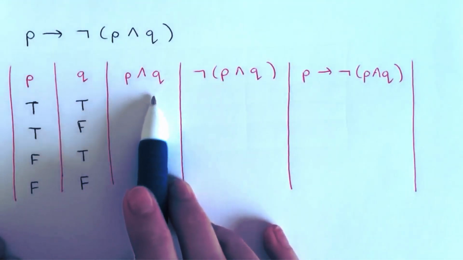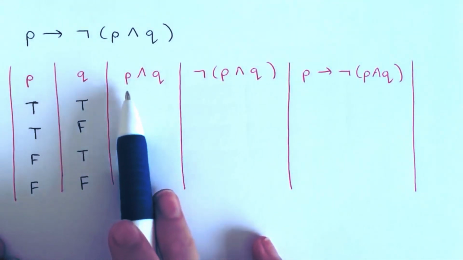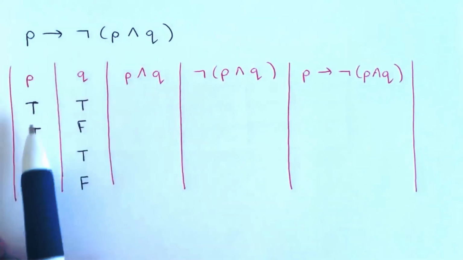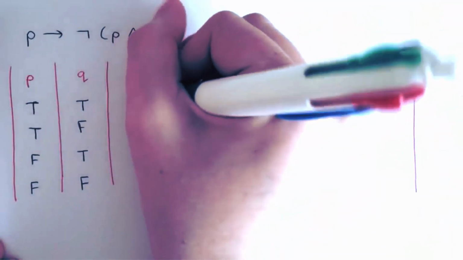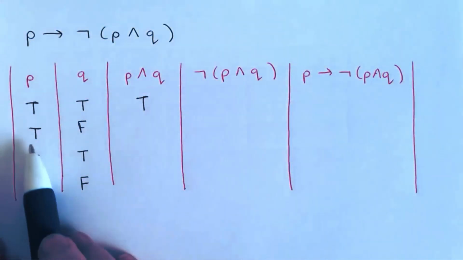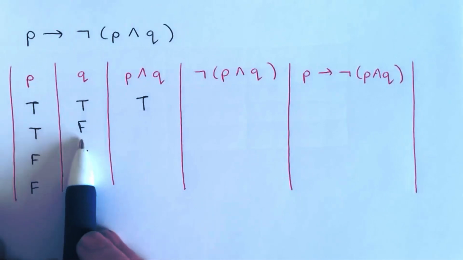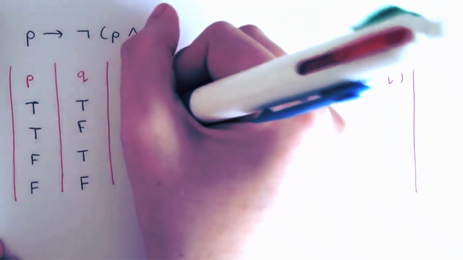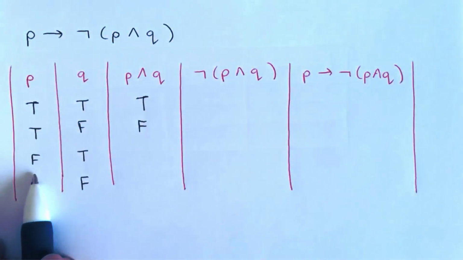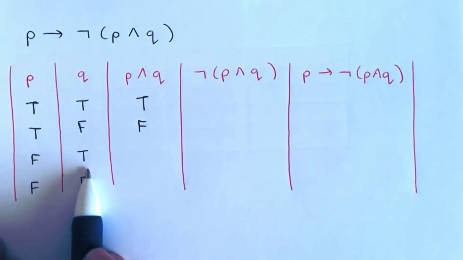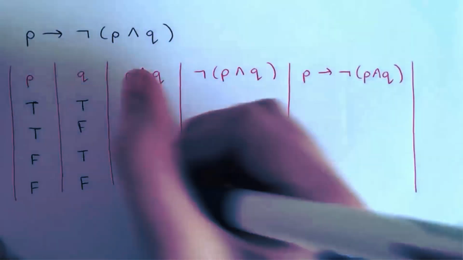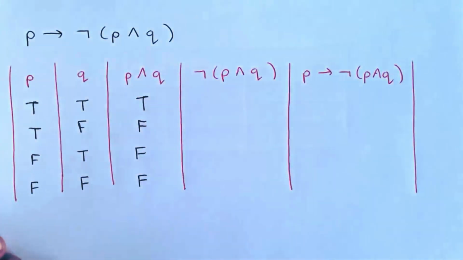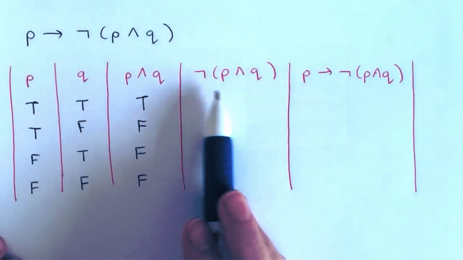Then we go into P and Q. So what we are saying here is we want true in both the P column and the Q column. The P column has a true and the Q column has a true, therefore P and Q is true. Next, we've got a true and a false. You don't have a true in both columns, so that is a false. Next one, we've got a false and a true. You don't have true in both columns, so that is a false. You've got false and false, so you don't have a true in either column. So again, that is a false.